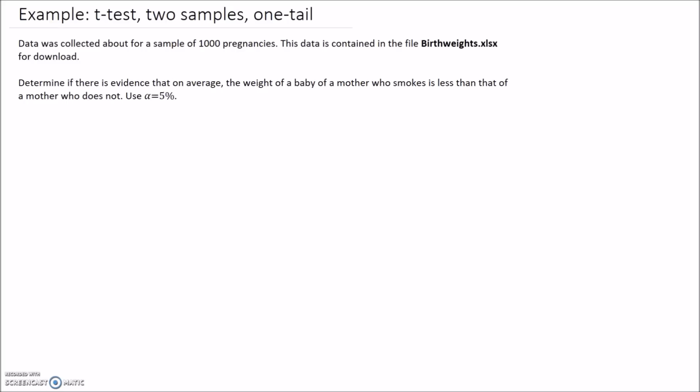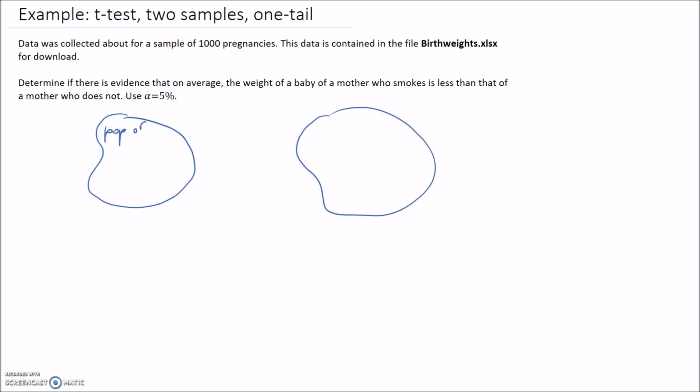So let's start this off by drawing ourselves a little diagram of the populations. So we have two populations that we're interested in. One is the population of smokers, and the other one is non-smokers, and that's what we want to compare. Specifically, the thing that we're interested in is the birth weight of babies from these two different groups. So for the population of smokers, let's call that average birth weight mu1, and the average birth weight from non-smokers is going to be mu2.